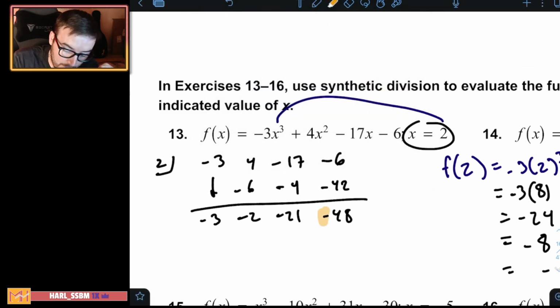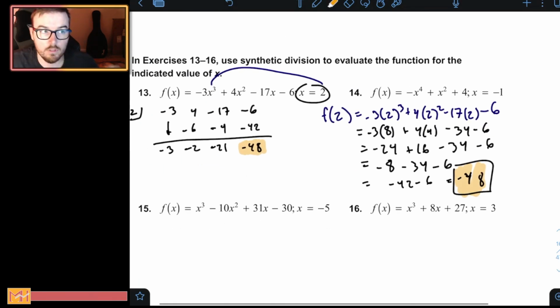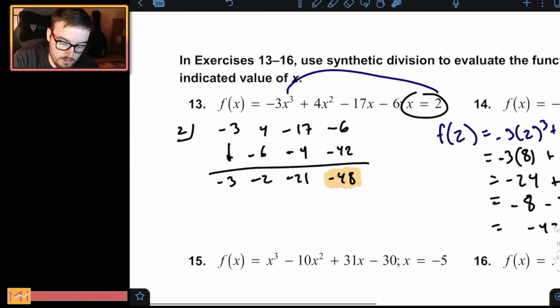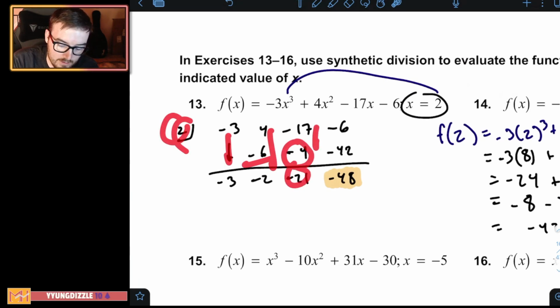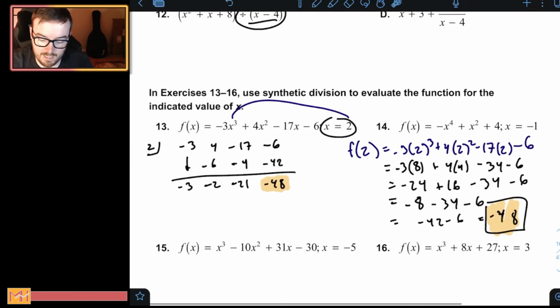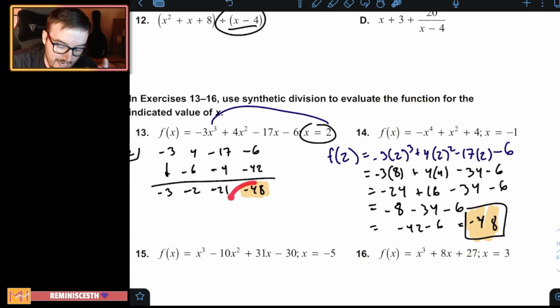And the final number is the answer. Whoa! So when you do synthetic division, add it down, multiply by the number in the box. Do you see how quickly I did that? Right? As opposed to following some meticulous rules of order of operations, and I got to negative 48.